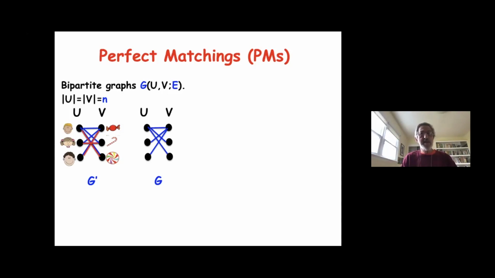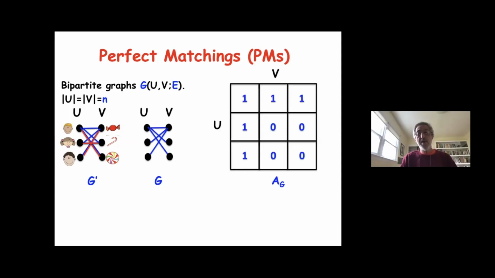And one major aspect of lots of works in combinatorial problems is the ability to translate them to algebraic problems. So how do we translate this problem in algebraic terms? It's well known. We look at the adjacency matrix of this bipartite graph, the incidence of the left and the right.